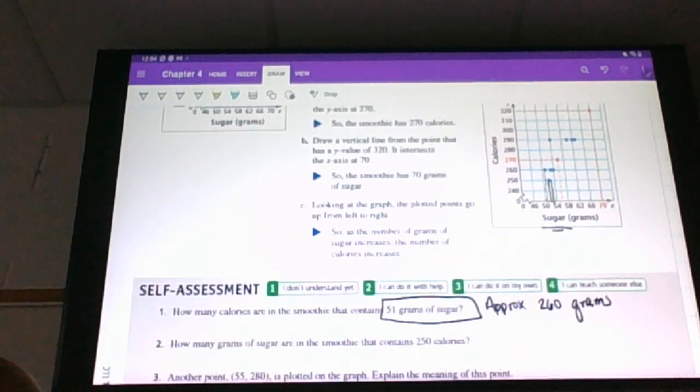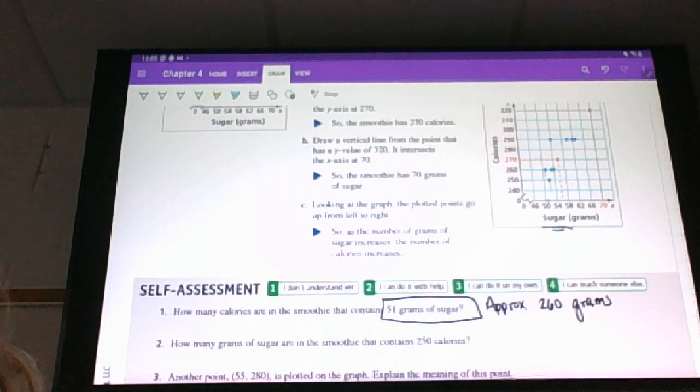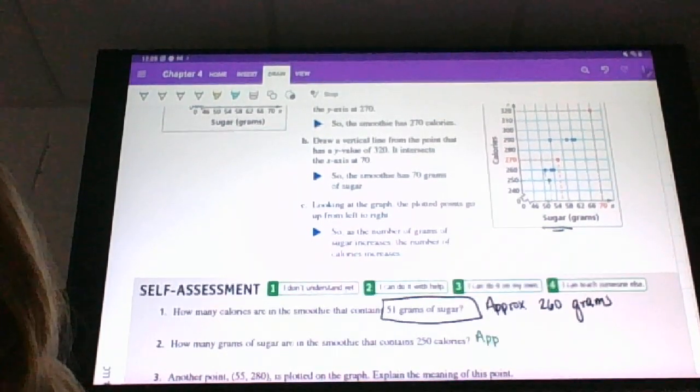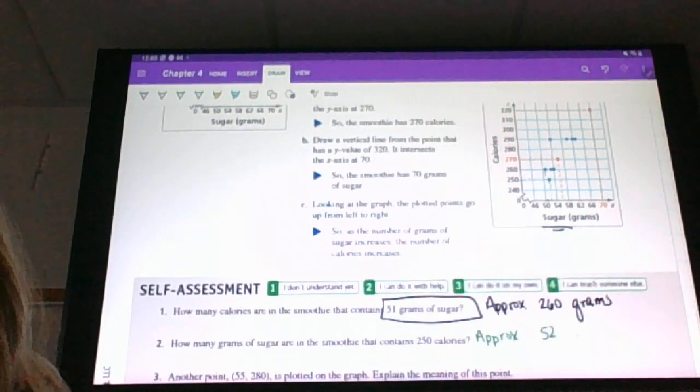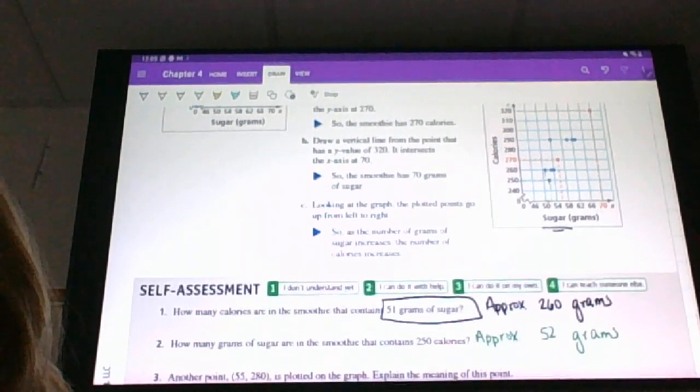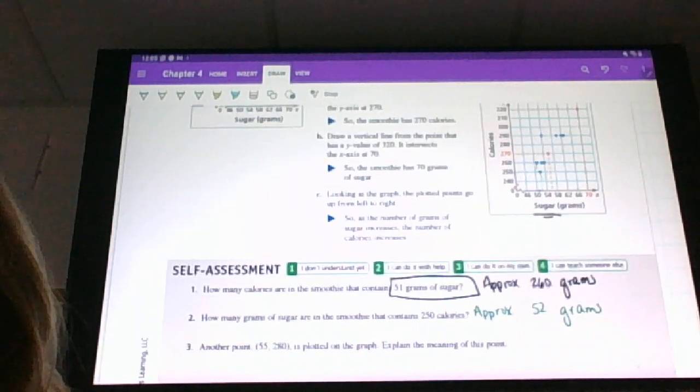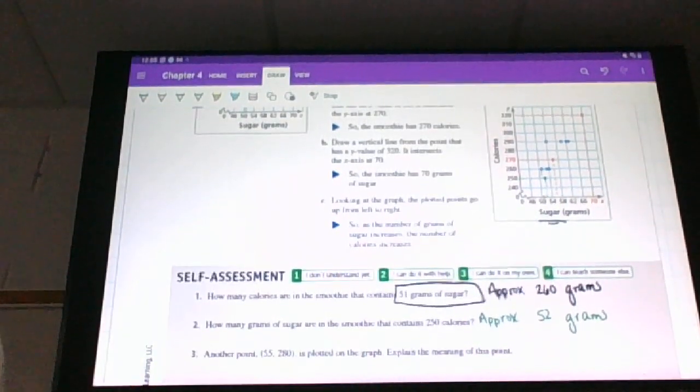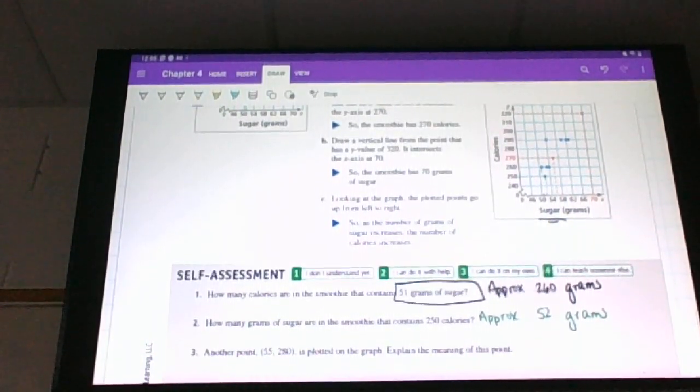How many grams of sugar are in the smoothie that contains 250 calories? So this is flipping your focus. Instead of looking at sugar, you're looking at calories. Approximately 52 grams. Another point, 55 and 280, is plotted on the graph. Explain the meaning. So write a whole sentence for that one.